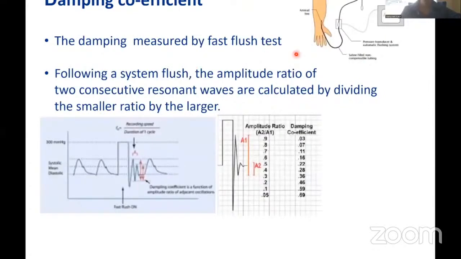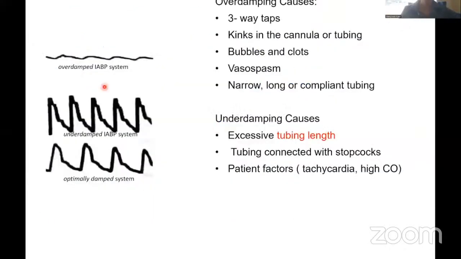The dynamic response of the arterial line is tested using this fast flush test, where the transducer is briefly exposed to the pressure from the counter pressure bag by pulling the plunger. When the fast flush abruptly ends, the transducer system oscillates at its natural frequency. So this is the natural frequency which you see in here. Following a system flush, the amplitude ratio of the two consecutive resonant waves is obtained by the ratio of the larger to the smaller wave. In a normal system, this damping coefficient is around 0.7.